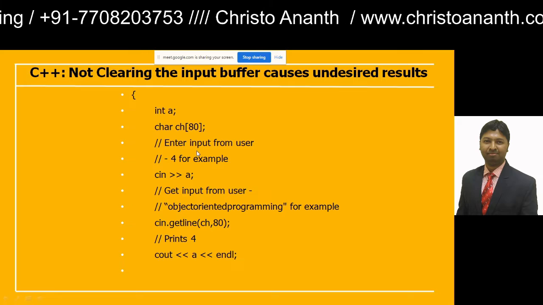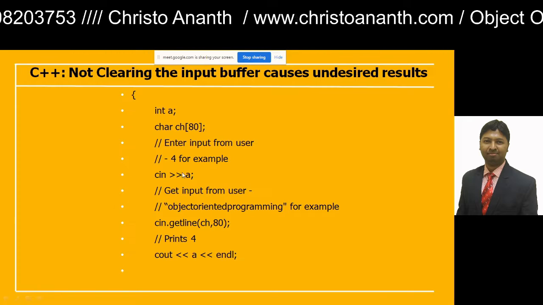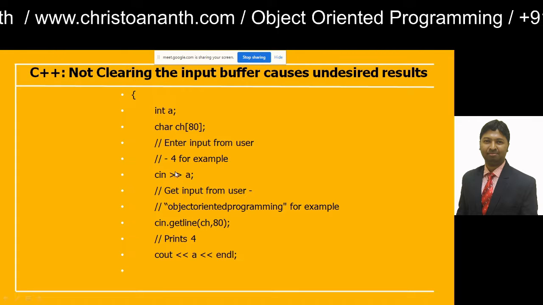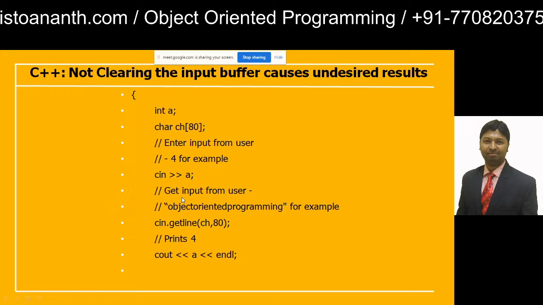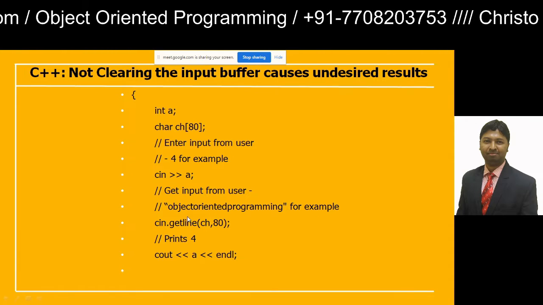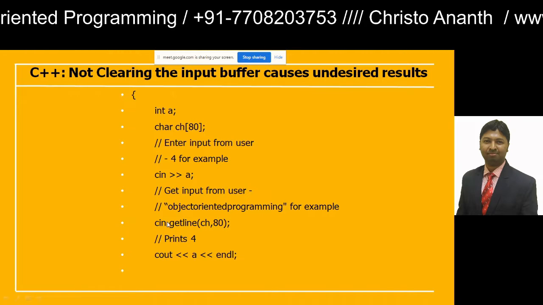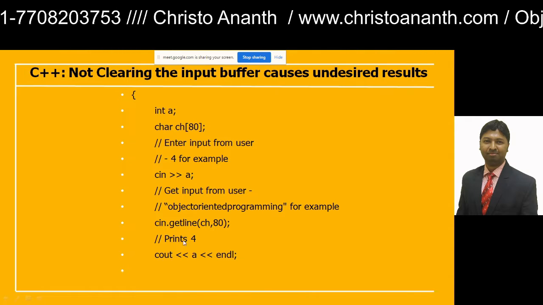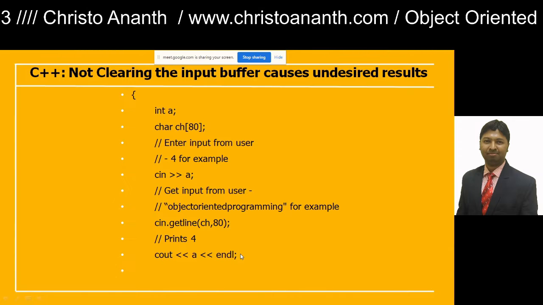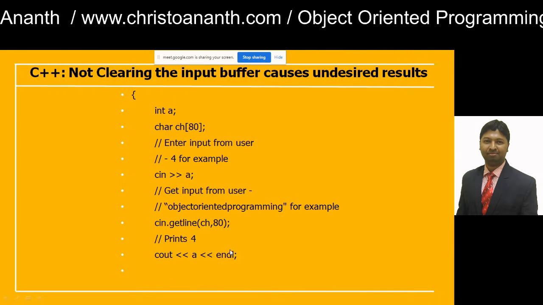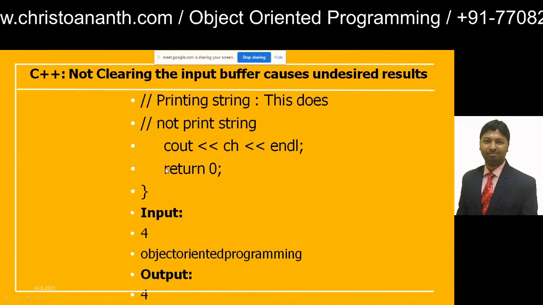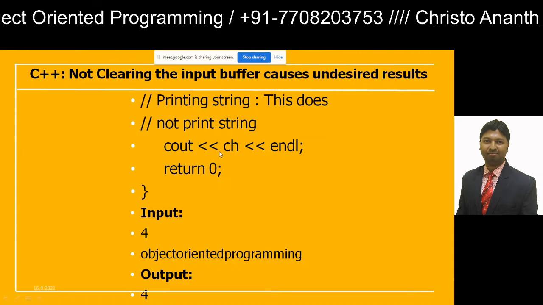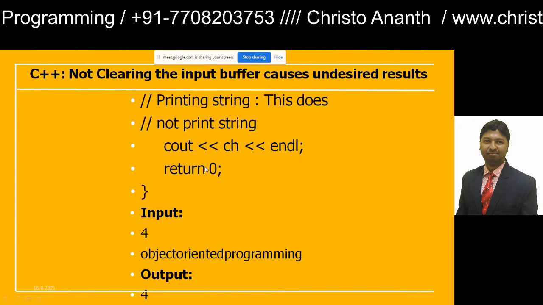The same thing happens when you enter the input from the user. Let us take the case where we input 4, so cin >> a, and then we are going to get the input from the user, the string, object oriented programming. So cin.getline(ch, 80), and it is going to print 4, so cout << a << endl. A is actually what you have inputted, which is 4, so finally you are going to print the string. It doesn't print the string, because cout << ch << endl and then return 0.